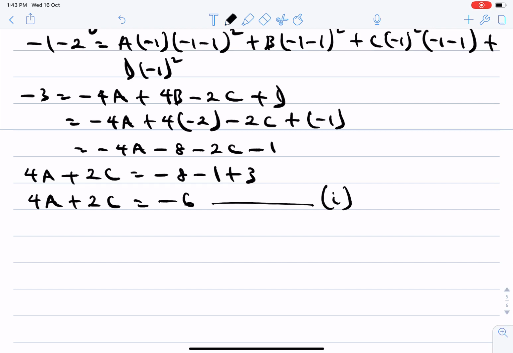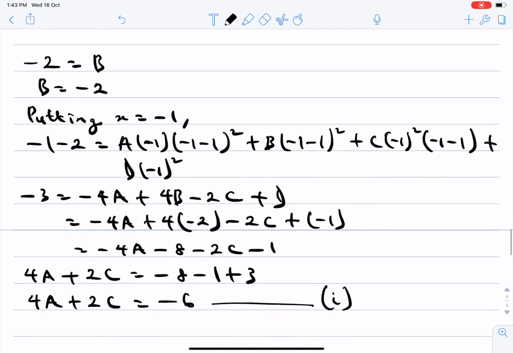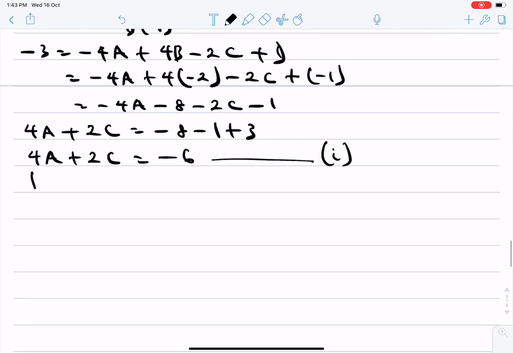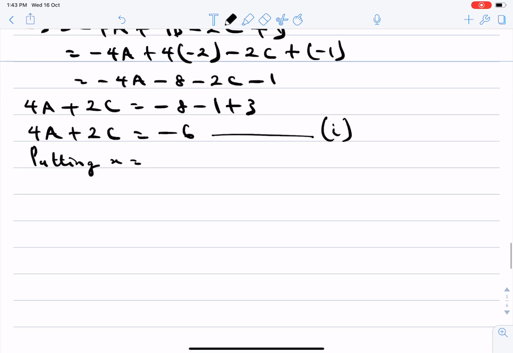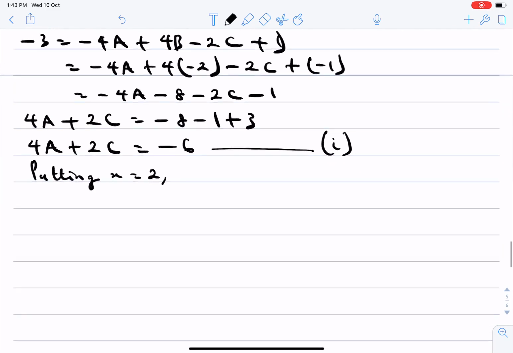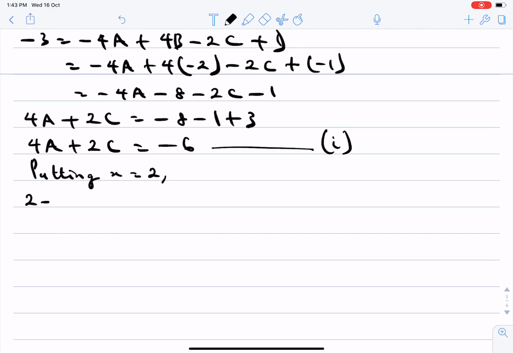Equation 1. Now, putting x equals, I just put minus 1. Let me put 2 now. Putting x equals 2.